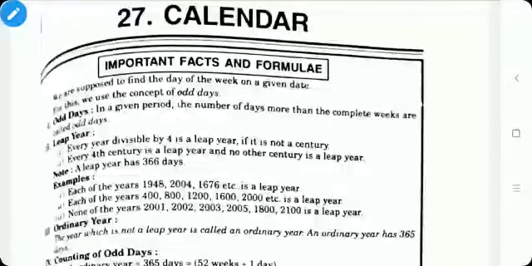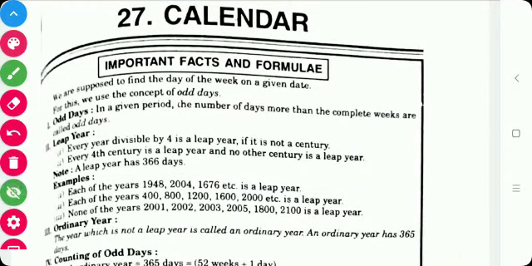Dear students, now we will start with calendar. First of all, we will see some important facts and formulas. So first, we are supposed to find the day of the week on a given date. Here we have to find the day, whether it is Monday or Tuesday or Wednesday on that given date.